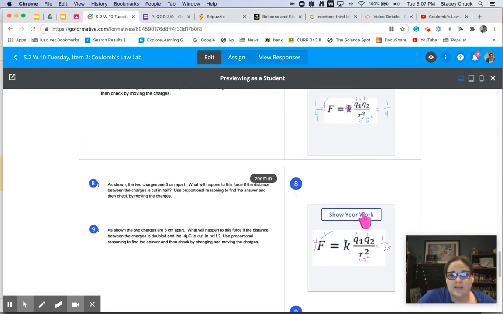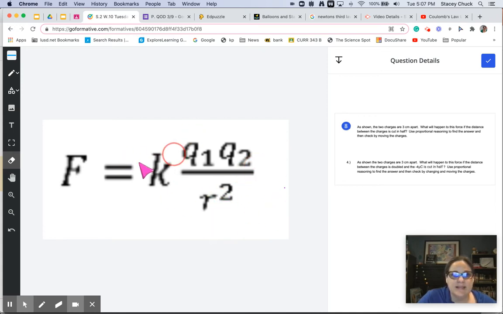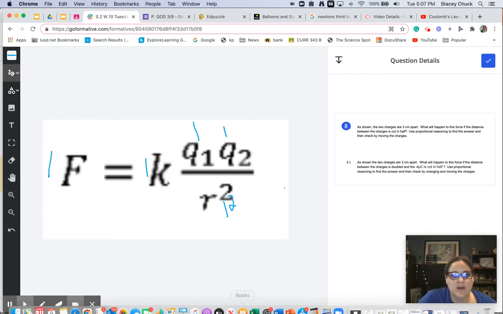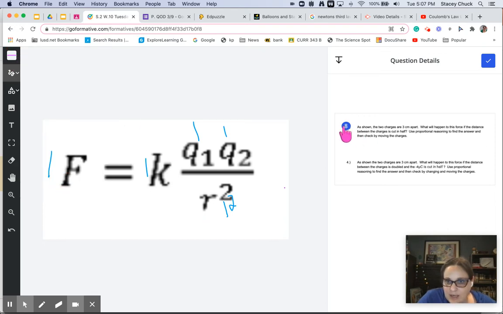Okay, number 8. So again, we're going to start by placing everything as a 1. 1, 1, 1 squared. This is also a 1, or we can ignore it. Answer is 1. Then we're going to do whatever the changes that it suggests that we do. It says, number 8, as shown, they're 3 centimeters apart. What will happen to the force if the distance is cut in half? So half of 1 is 0.5. So instead of it being 1 squared, it's going to be 0.5 squared.